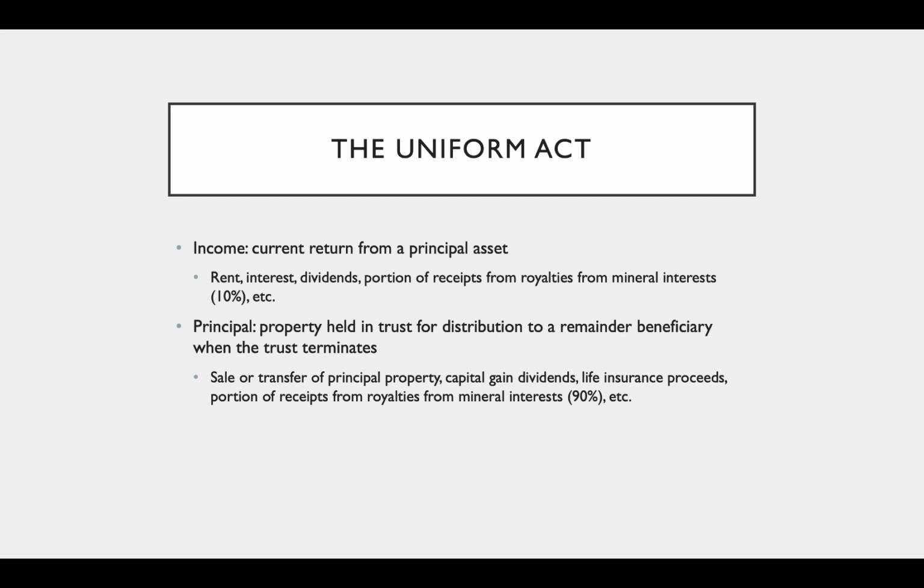property held in trust for distribution to a remainder beneficiary when the trust terminates. So everything that's principal will be distributed out upon termination of the trust. This includes sale or transfer of principal property, capital gain dividends, life insurance proceeds, and a portion of receipts from royalties from mineral interest, so 90%. So when we have mineral interest and we get royalties, it's going to be split between income and principal. 10% is going to be allocated to income and 90% is going to be allocated to principal.